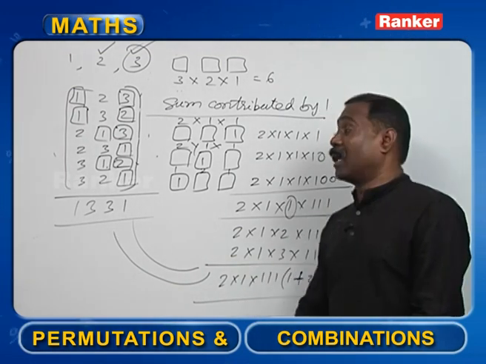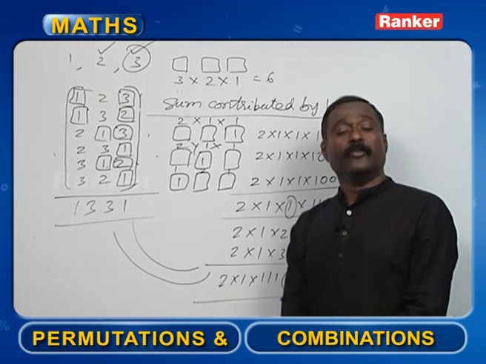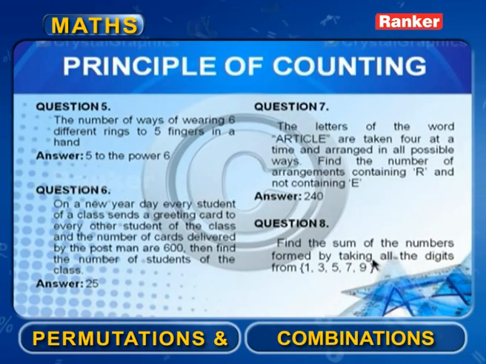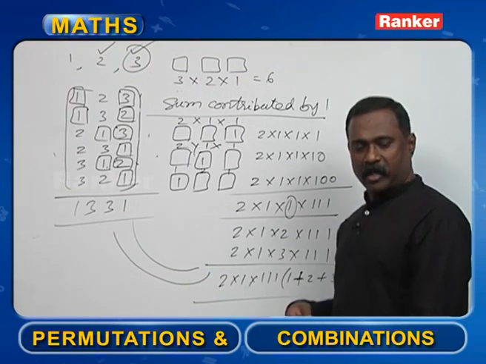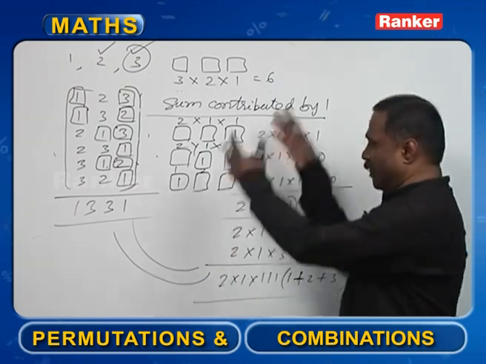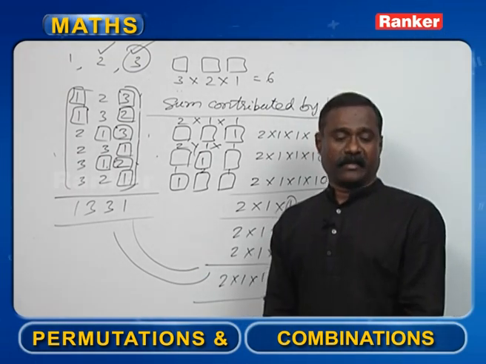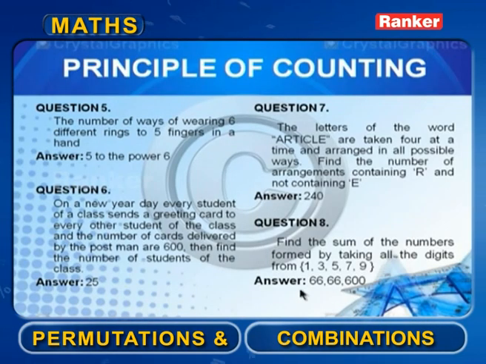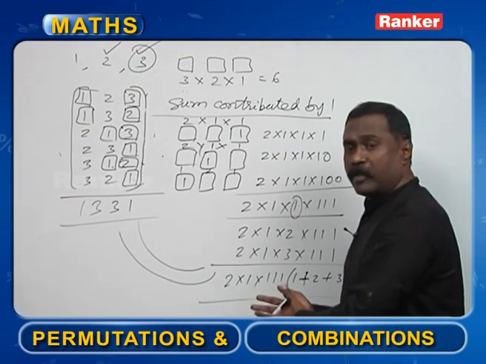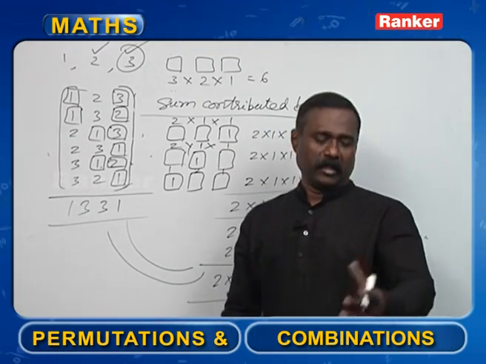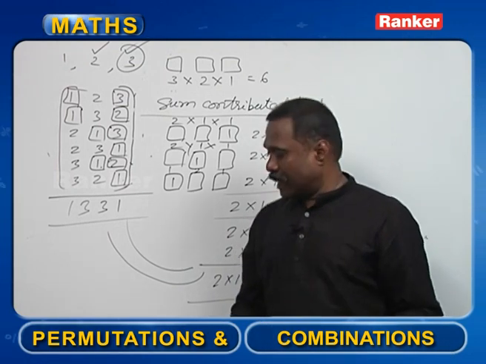That means here I have given you an example of a 3-digit number. You note down the problem and you split it in this way. Sum contributed by 1, next sum contributed by 3, next sum contributed by 5, next sum contributed by 7, next sum contributed by 9, and add all of them, then your answer will be 6666600. You try that one, without using permutations, with the use of the principle of counting. I have given you this example. You try that one, and in the next class, we will go to the next slide.